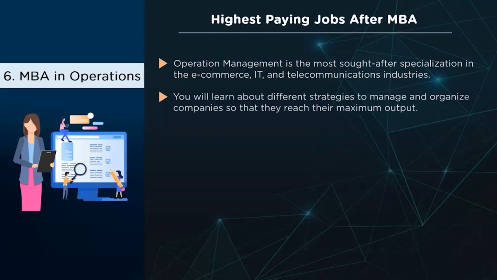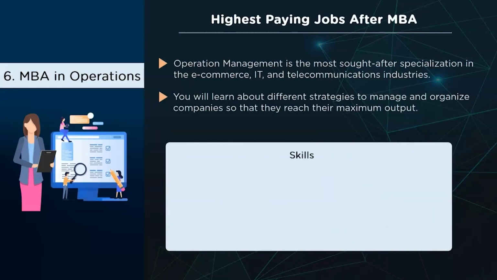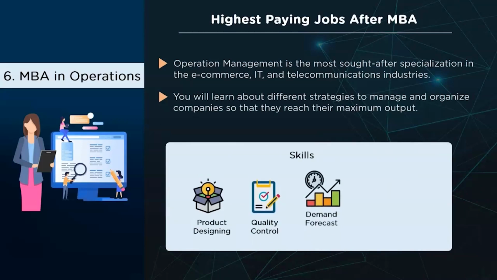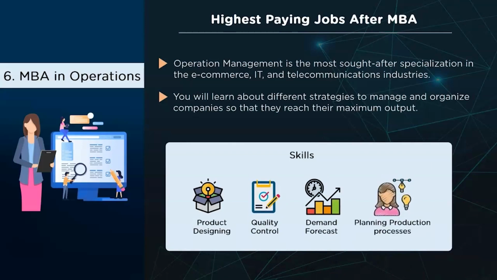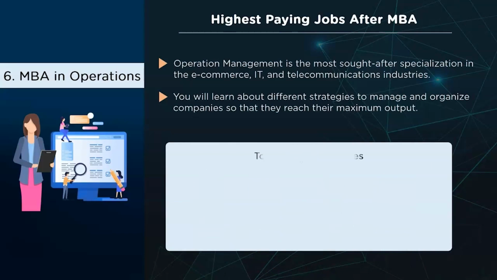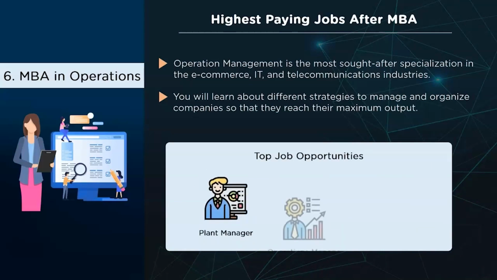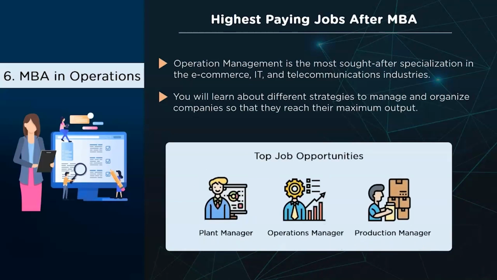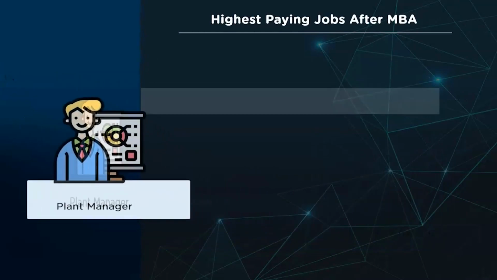In this program, you'll learn about different strategies to manage and organize companies so that they reach maximum output. The skills you'll learn from an operations MBA are product designing, quality control, demand forecasting, and production process planning. The top lucrative jobs in this domain are plant manager, operation manager, and production manager. Let's start with the plant manager.